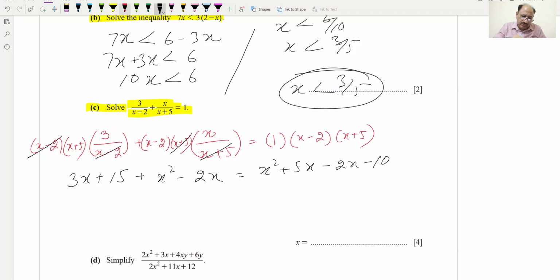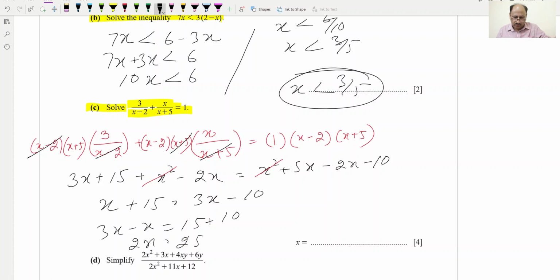Now we can cancel x squared with x squared, and the remaining we can simplify first. So 3x minus 2x will result in x plus 15 is equal to, on this side we can write 3x minus 10. So we can shift everything to the other side, so it will be 3x minus x is equal to 15 plus 10, so 2x is equal to 25, so x will be equal to 25 over 2, which is equal to 12.5.